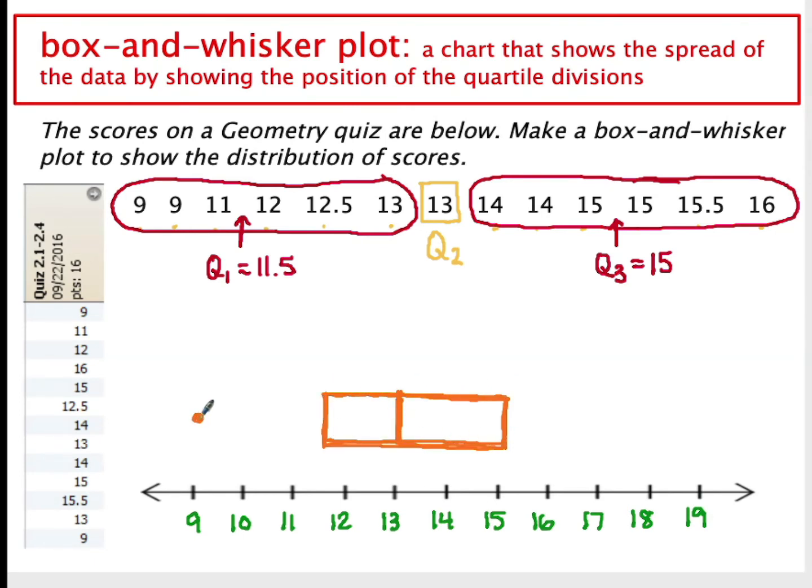And then we're going to put a dot at the minimum value and a dot at the maximum value, and that makes up the whiskers. That's how we construct a Box-and-Whisker plot. Just to be a little more clear, we could certainly label those quartiles and the max and the min.